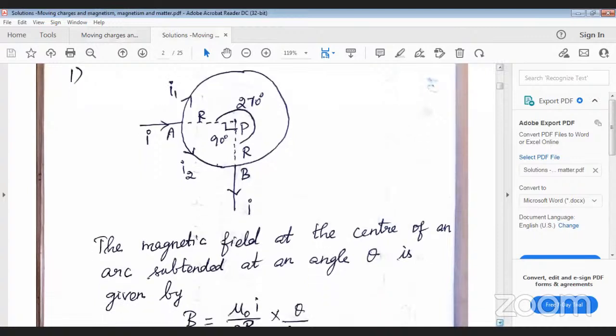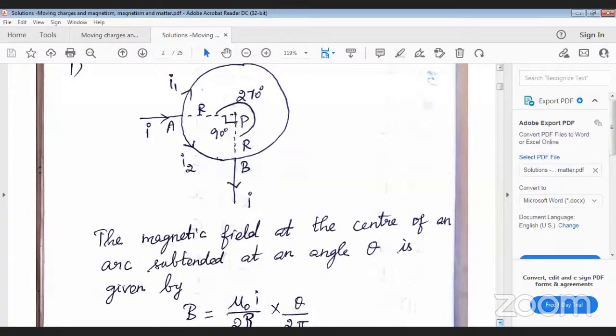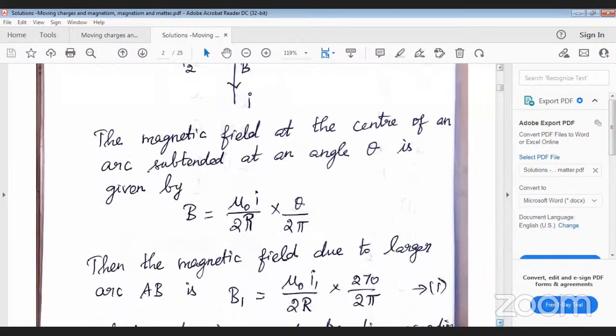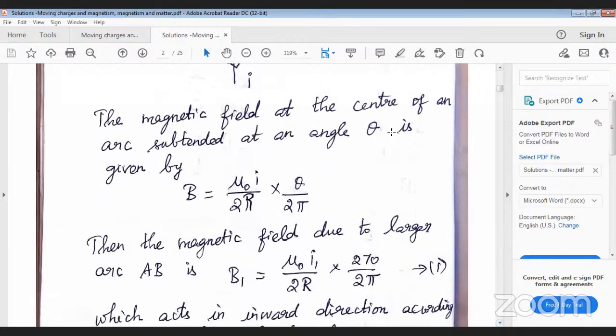Usually whenever you have a current carrying loop, a current carrying arc subtending some angle theta, then the magnetic field due to the arc is given by this formula. As you can see from the screen, this is the formula which you need to use to find the magnetic field due to a current carrying arc when it subtends an angle theta.